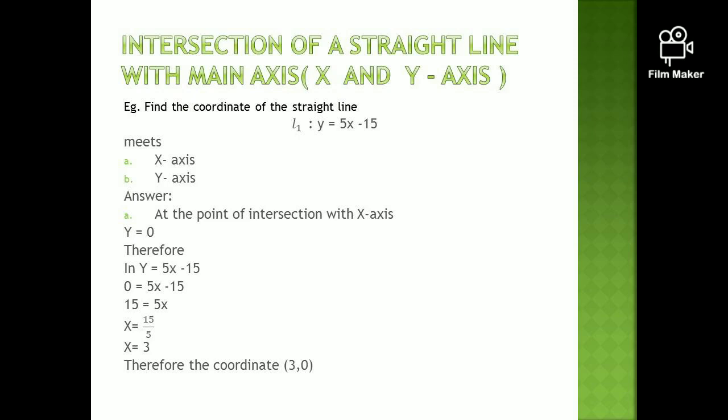Then we already know the y coordinate is 0 and the x coordinate is 3. Therefore, we can write the coordinate as x value 3 and y value 0. That is (3, 0).